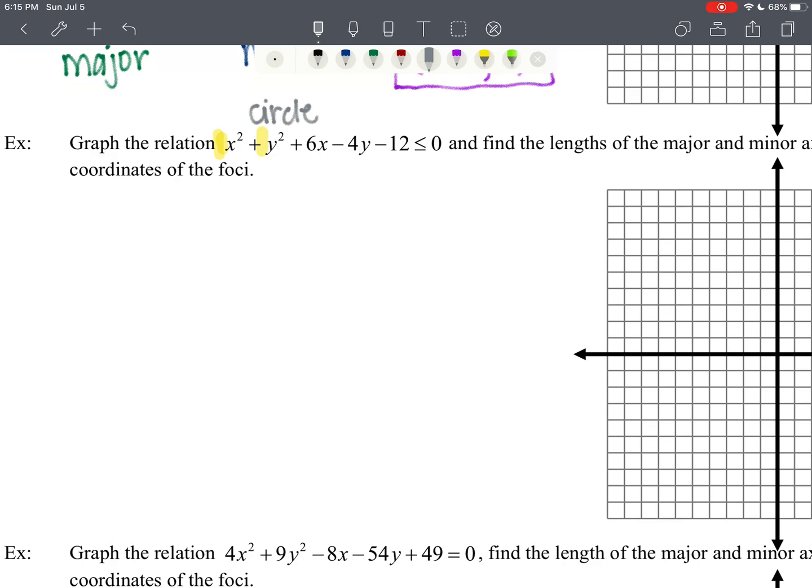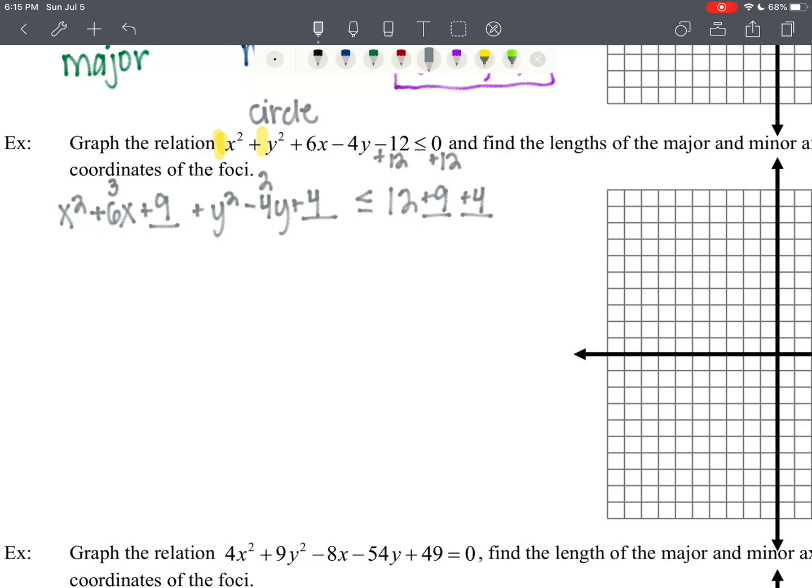So let's get busy completing the square. We're going to group our x terms together, and I'm going to leave room to complete the square, plus the y terms together, and I'll leave room to complete the square. And then I'm going to add 12 to both sides. When I complete the square, half of 6 is 3. 3 squared is 9. So I'll add 9 to the other side of the inequality. Half of 4 is 2. 2 squared is 4. I'll add 4 to the other side of the inequality.